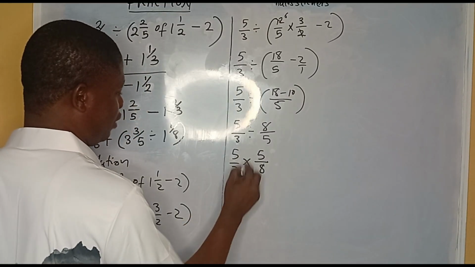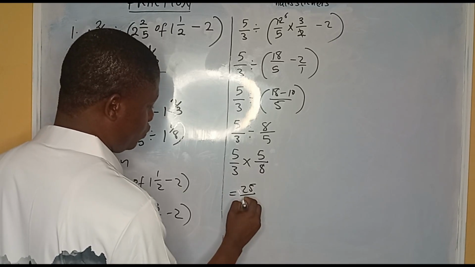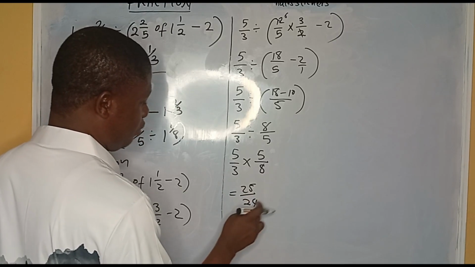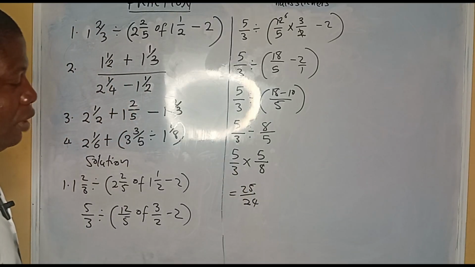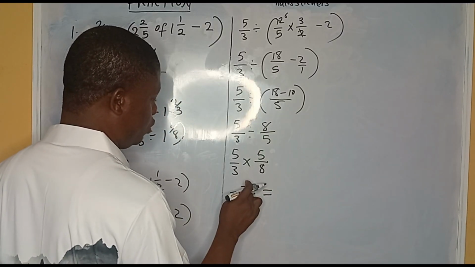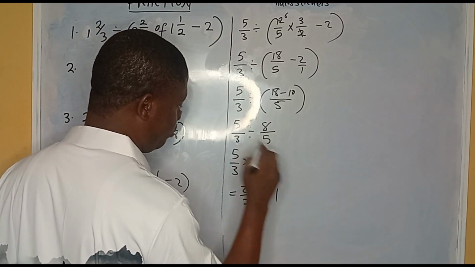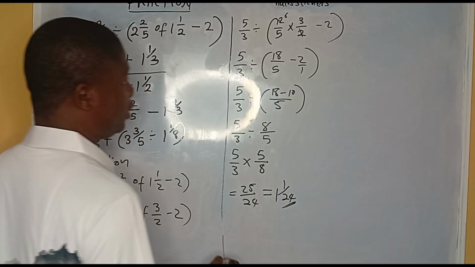So we're having 5 times 5, which gives us 25 over 3 times 8, which is 24. So this is our answer, but you can still convert this to a proper fraction. And that will give us 25 divided by 24, which is 1, remember, 1 over 24. So this is our final answer here.